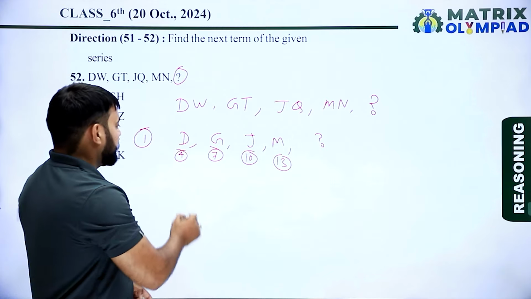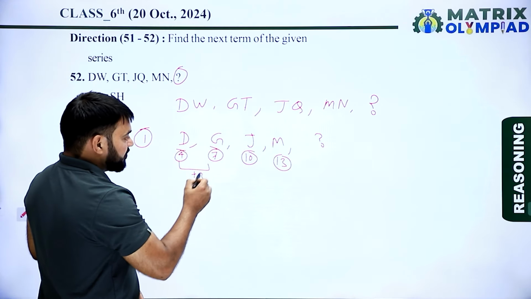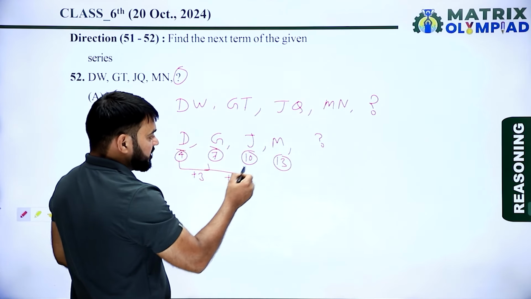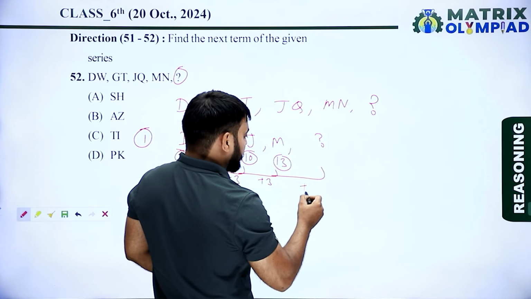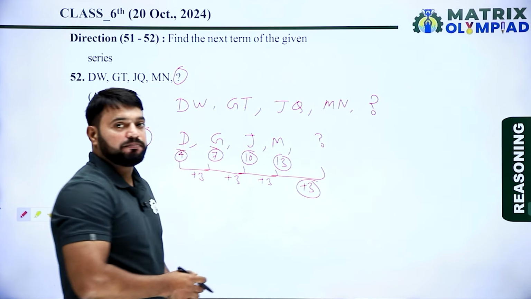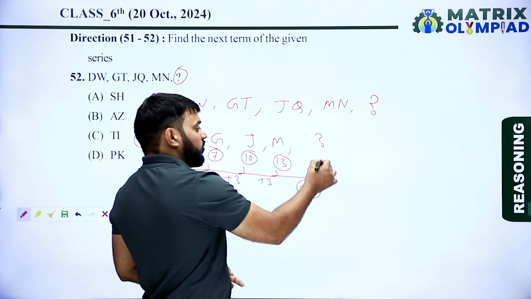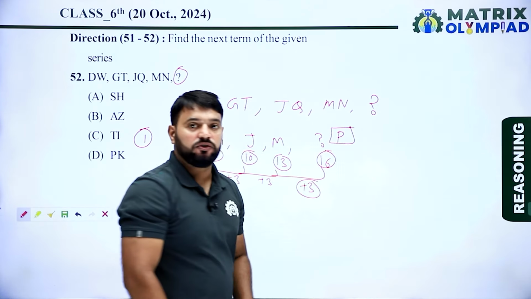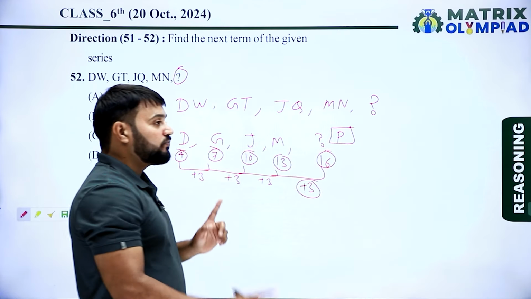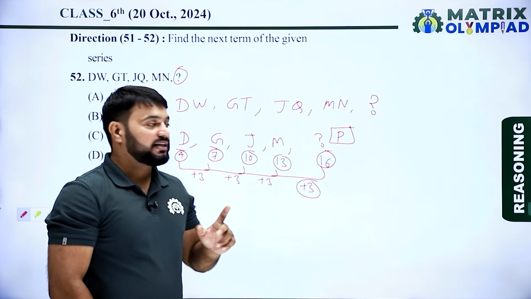So the pattern is 4 plus 3, which is 7. Now 7 plus 3 is 10. Now 10 plus 3 is 13. Similarly, 13 plus 3 is 16. So here 16 means P, because the place value of P is 16. So the first missing alphabet is P.